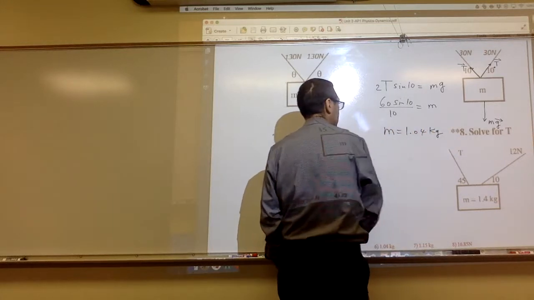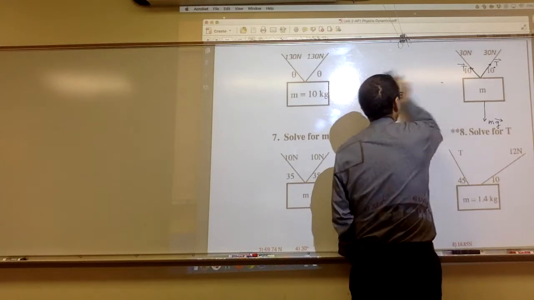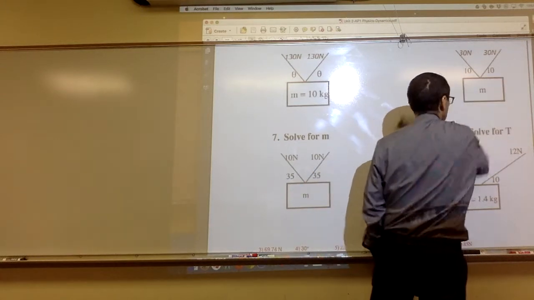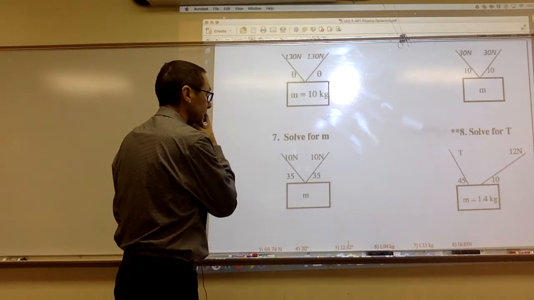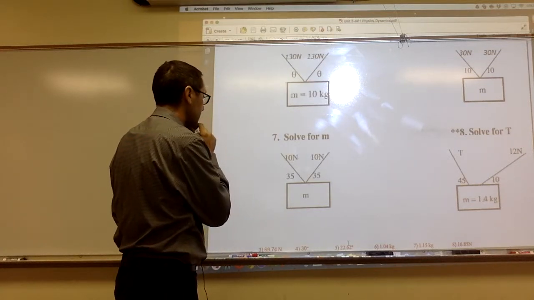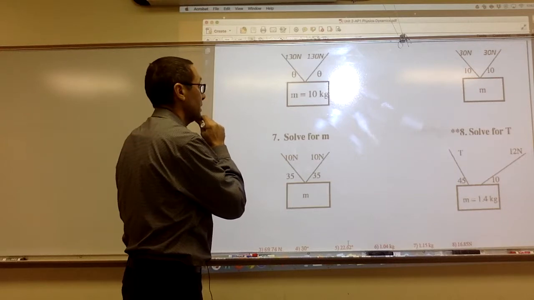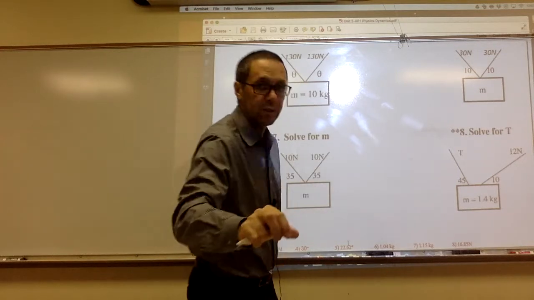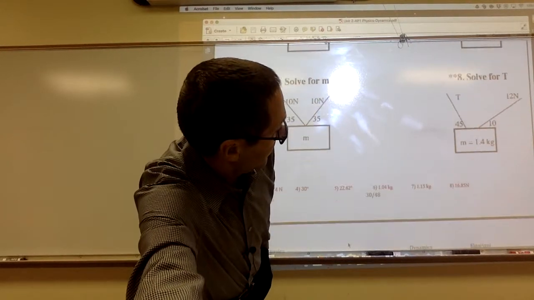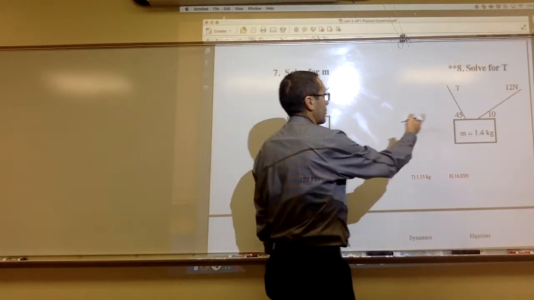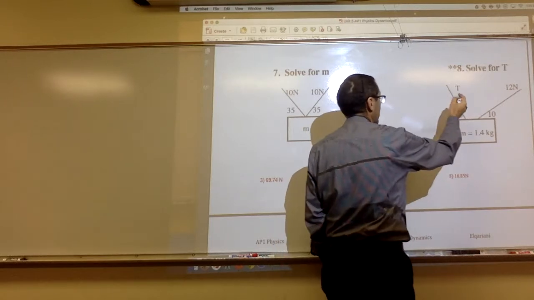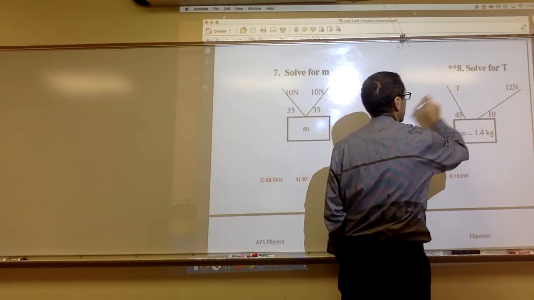Okay. All these problems are pretty much similar, right? It's the same concept over and over. Now number 7 is the same as number 6, so I'm not going to do it. I'm going to do number 8, which is a little bit different than the other ones because the angles are different. So we're going to try to find the tension here.